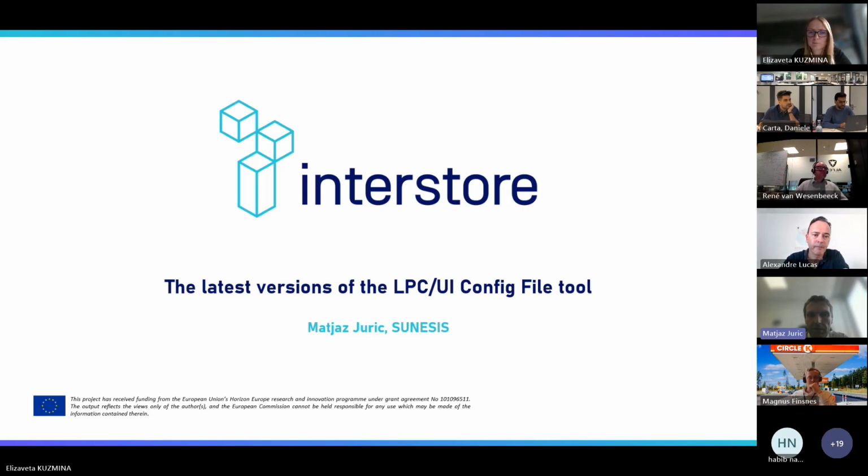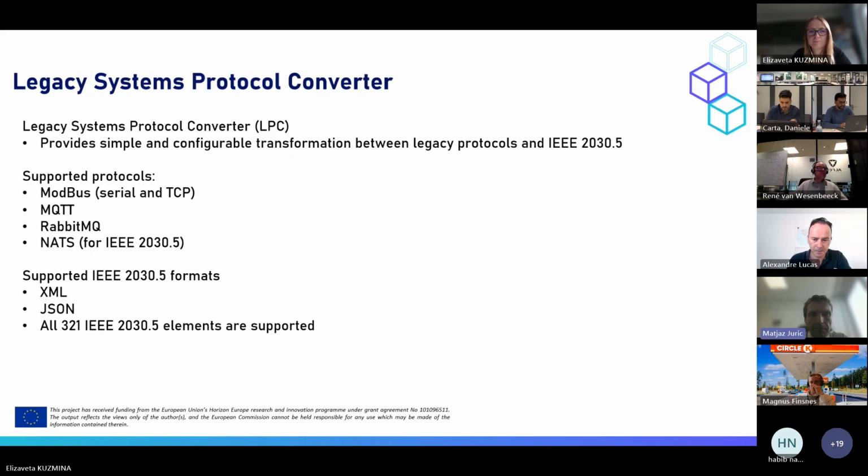I would like to briefly explain what's new in the legacy protocol converter, demonstrate how the legacy protocol converter can be configured with a simple UI tool that we have also developed, and say some more things about the legacy protocol converter.